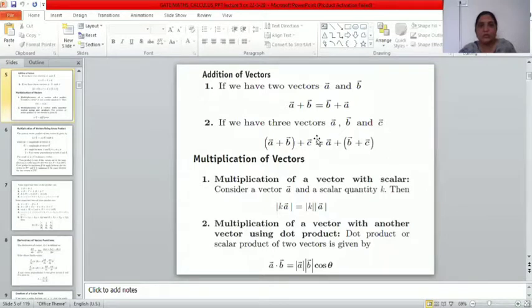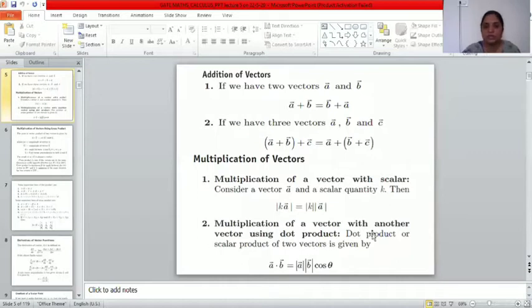Then multiplication of vectors. How to multiply two vectors? First, multiplication of a vector with a scalar. Suppose K is any scalar, then if we are finding the modulus of K A bar, we can take mod K outside and it is just the modulus of A bar into that. So mod K into mod A bar.